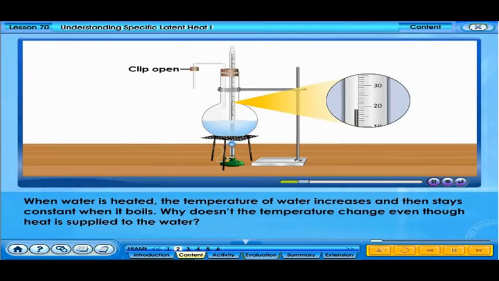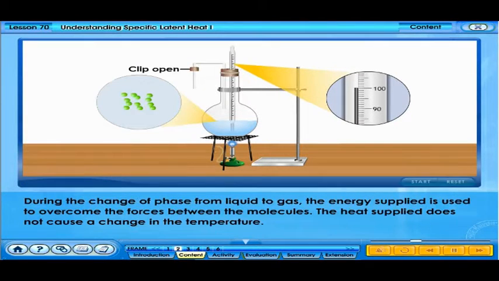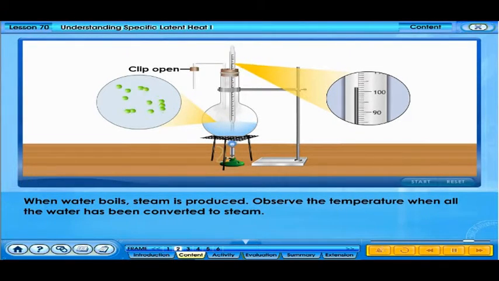When water is heated, the temperature of water increases and then stays constant when it boils. Why doesn't the temperature change even though heat is supplied to the water? During the change of phase from liquid to gas, the energy supplied is used to overcome the forces between the molecules. The heat supplied does not cause a change in the temperature. When water boils, steam is produced. Observe the temperature when all the water has been converted to steam.